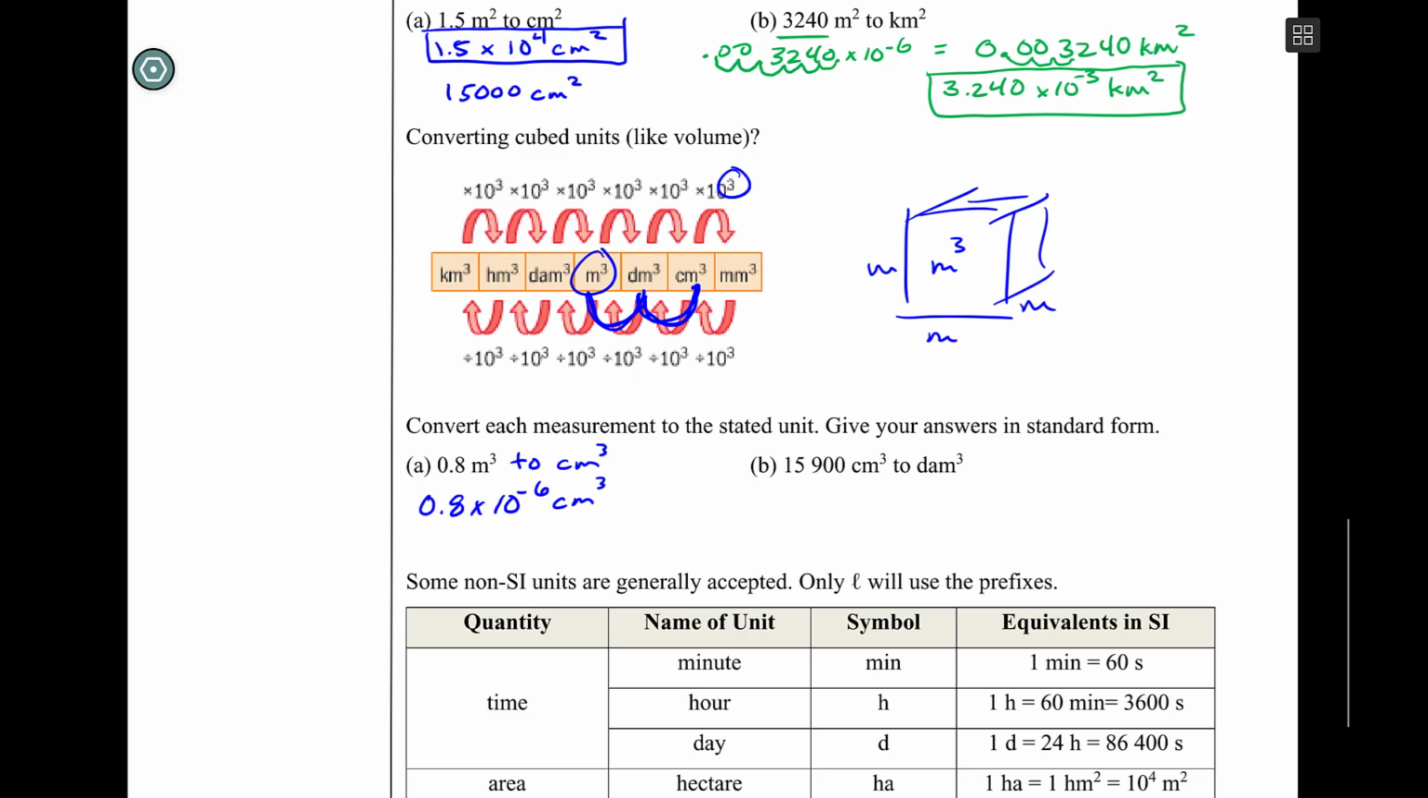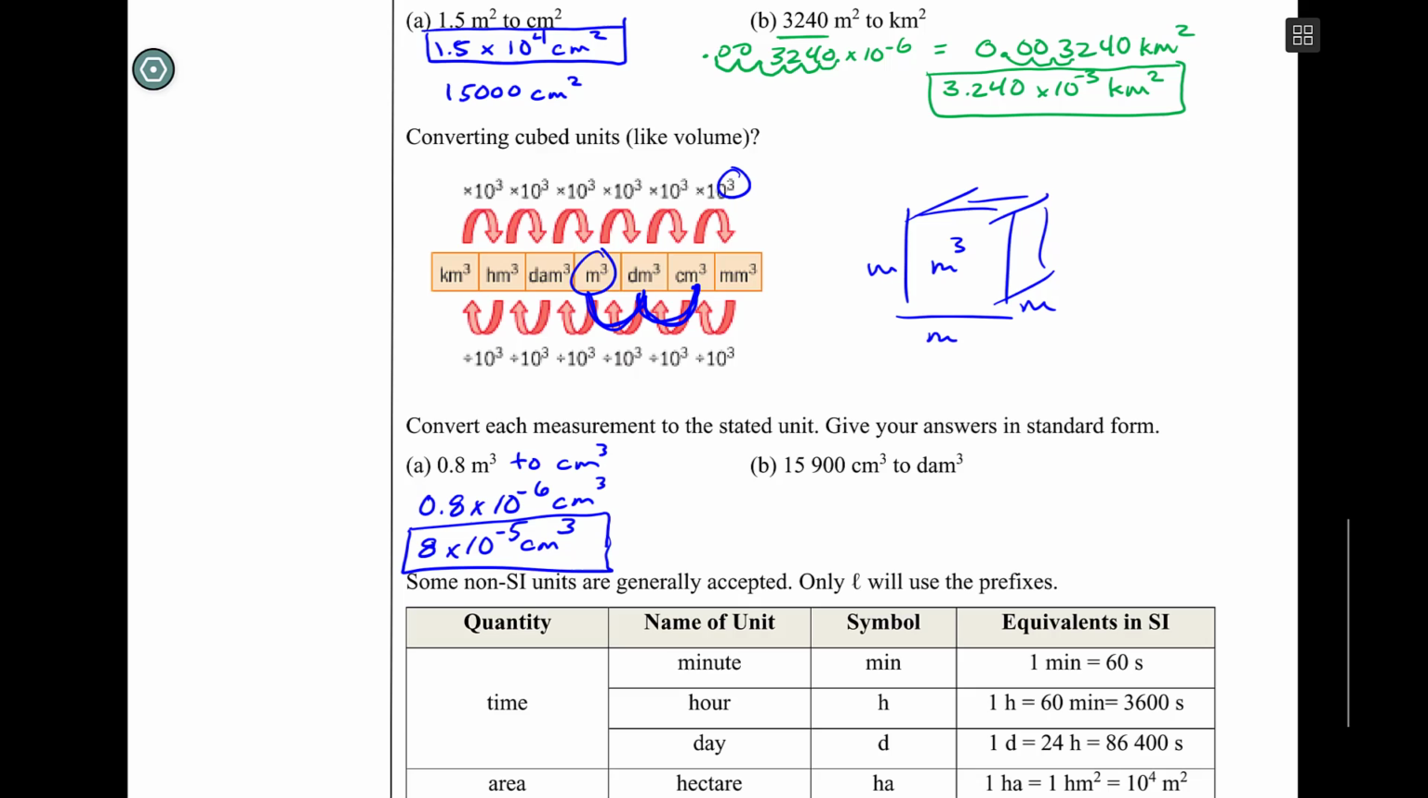Now this is almost scientific notation, right? All we need to do is think about this. We want to move the decimal over 1 space to the right. So that's like multiplying by 10. And that gives me 8 times 10 to the -5 centimeters cubed. If you don't believe me, go ahead and check it out by using a calculator. Try and do the full process by moving those decimals around. Okay?